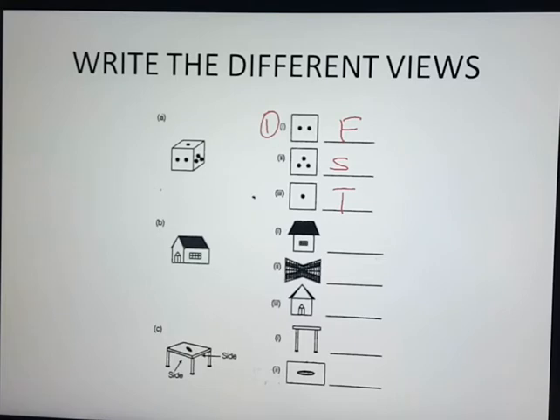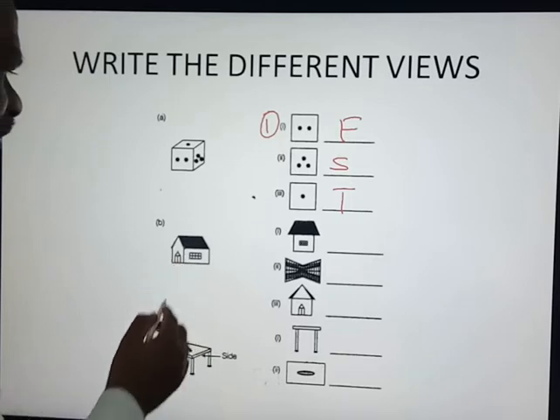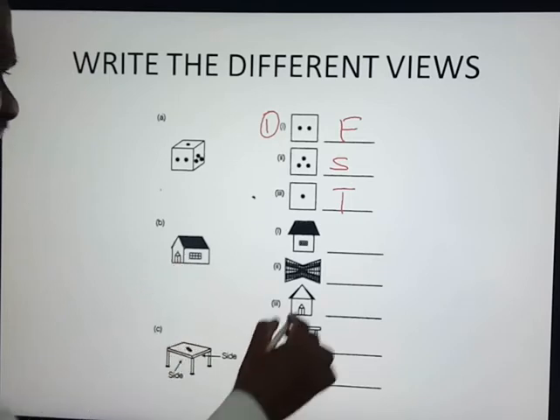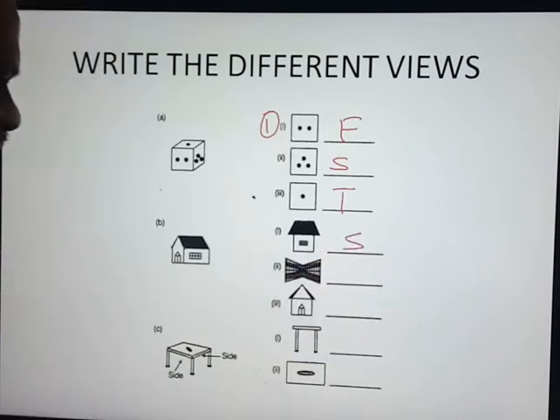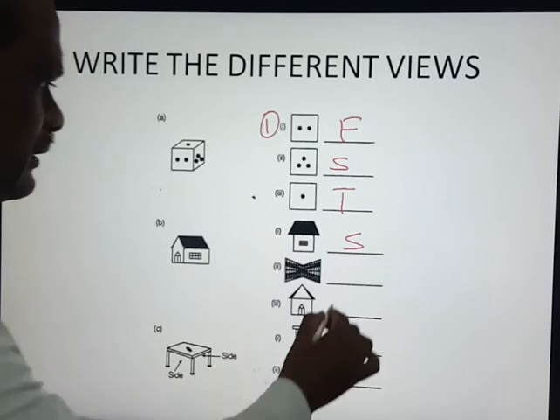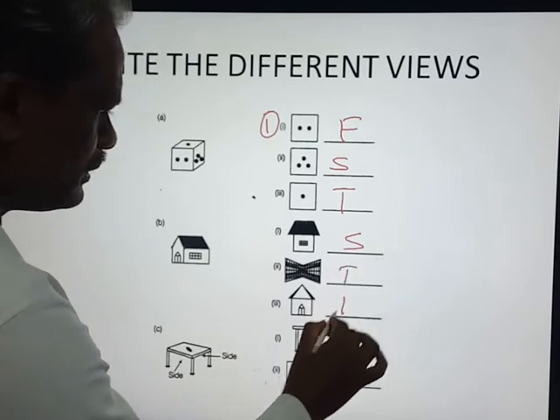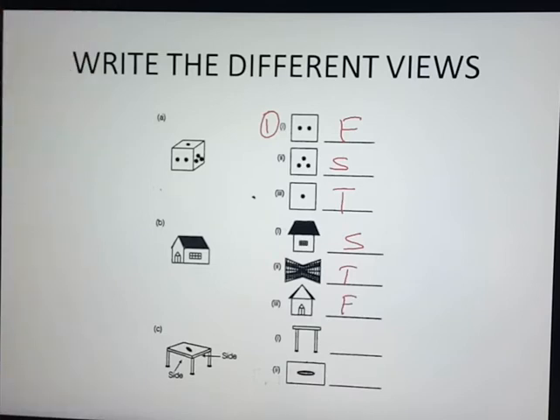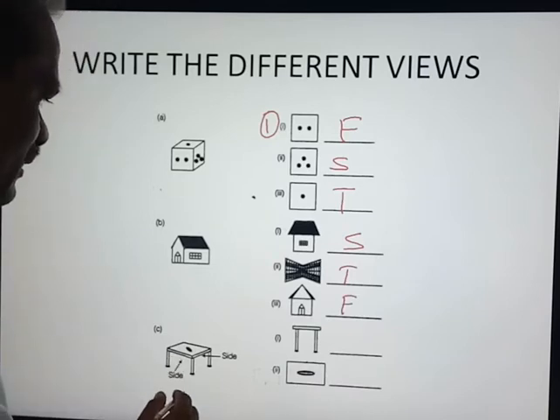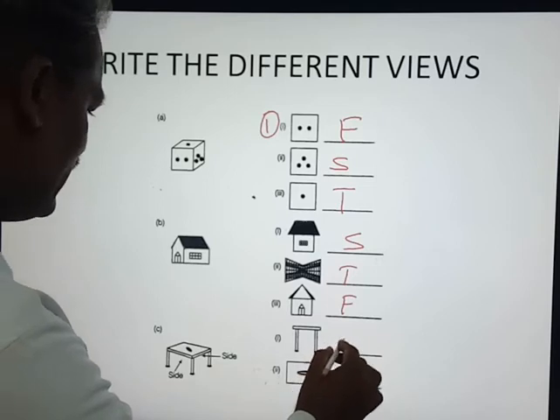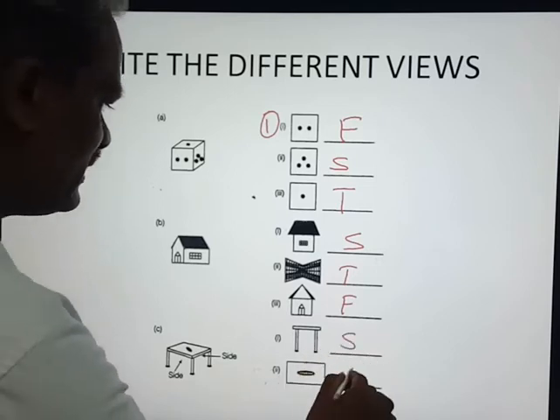Okay. Now you tell me about this house. This is the first one, side. This is top. This is front. Again the table. This one you can take as side. This is top.